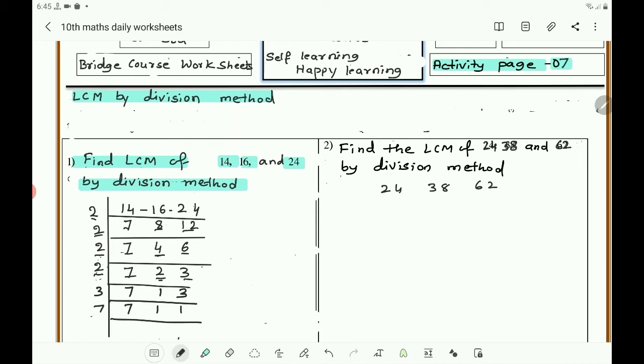Next you divide it by 7. You got 1, 1, 1, 1. Here you can write this as it is and take them as a factor, or otherwise reach up to 1 and take those 2, 3, 7 here. In this way you got the factors of 14, 16, 24. That is, the product of all these factors becomes the LCM of 14, 16 and 24.